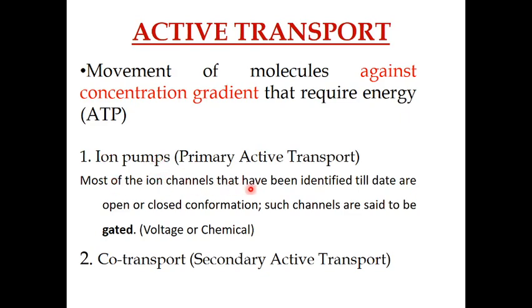Most of the ion channels that have been identified to date are in an open or closed conformation. This is about their structural appearance. Open or closed types of channels, like the aquaporin kind of channels, may be specific for ions like Na plus, sodium ions, calcium ions, and K plus, potassium ions. All those ions are also very essential for our cell.